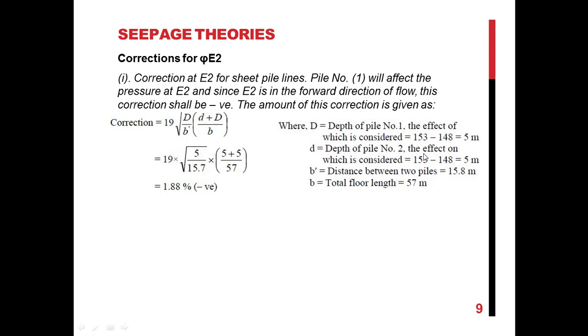So taking these values from the figure and putting them in this correction equation, we will get the correction for E2 equal to 1.88%, which is negative. For sheet pile number 1, the effect on pressure at E2 is negative since E2 is in the forward direction of flow.